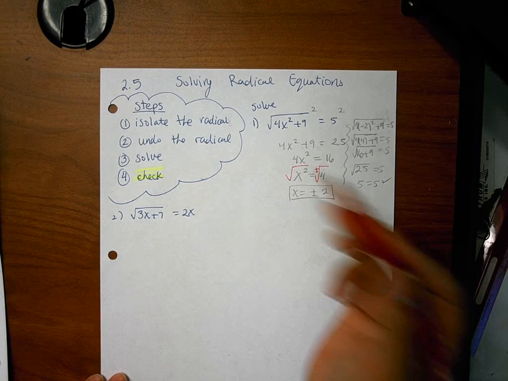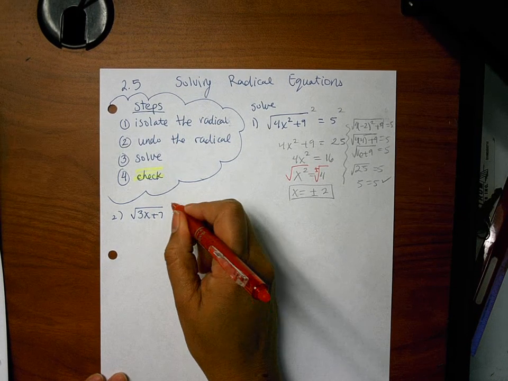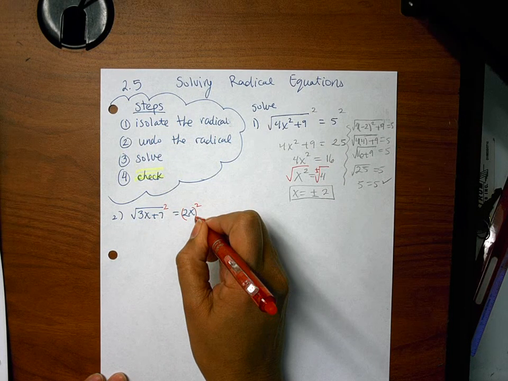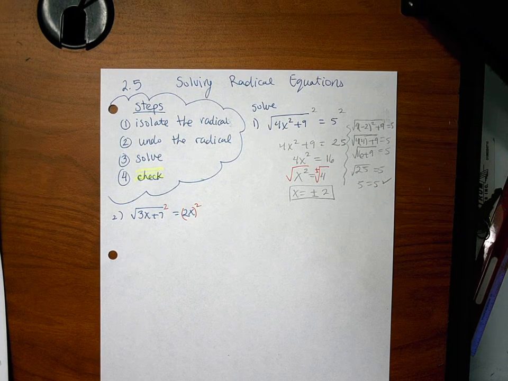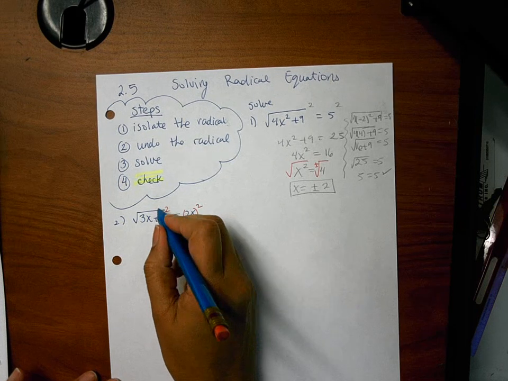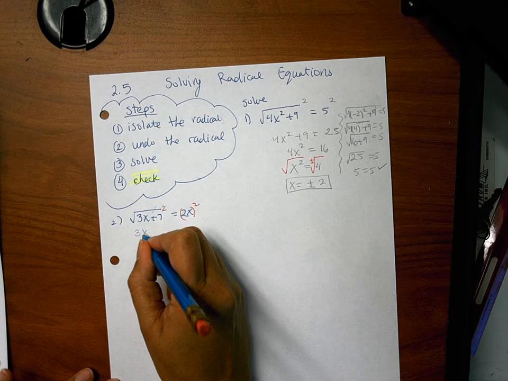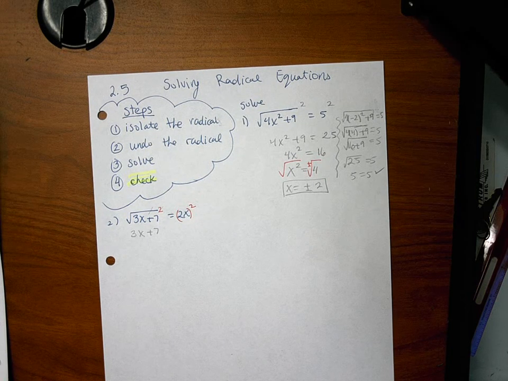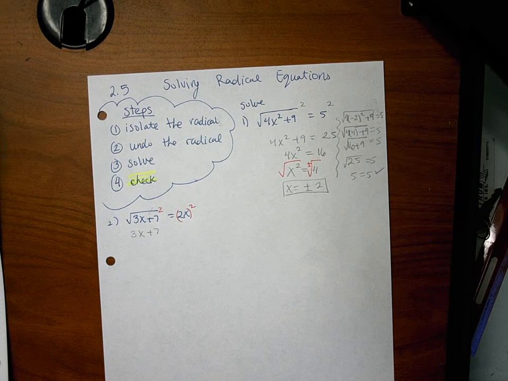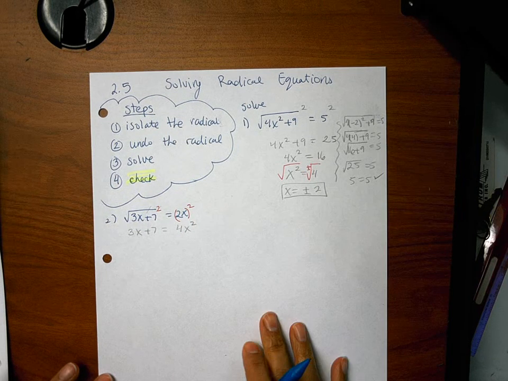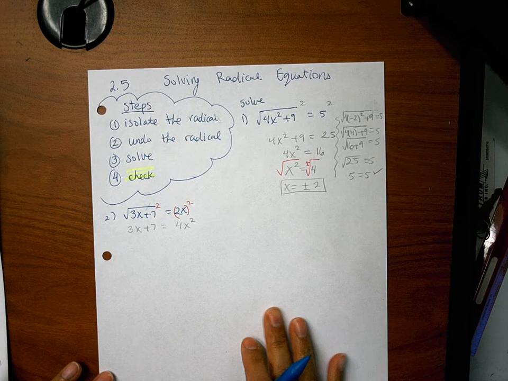Step 2, undo the radical. Square both sides because it's a square root. We don't see the square there, but it is. And when you square both sides, you're squaring all of 2x, not just the x. Please keep that in mind. The reason we do this is because they are inverse functions. Square and square root are inverses of each other, inverse operations. They undo each other. 2x times 2x is 4x squared. And we are ready to solve.